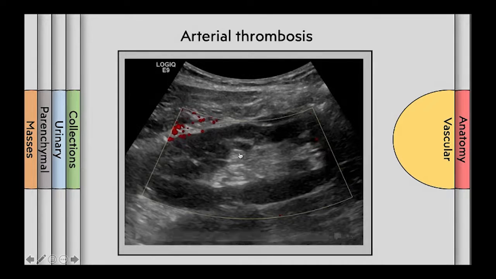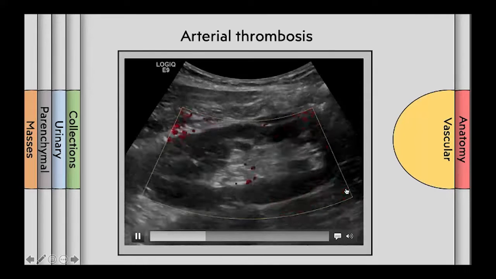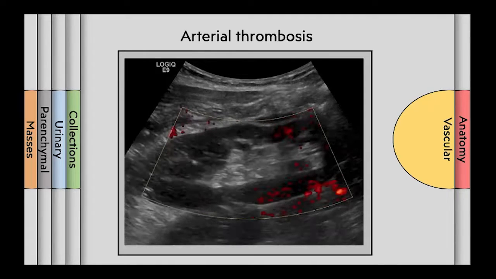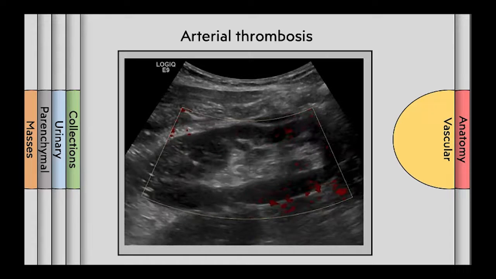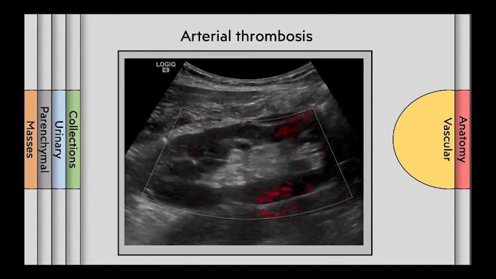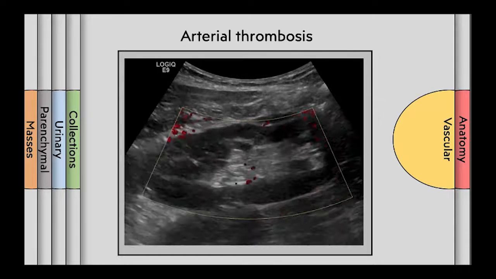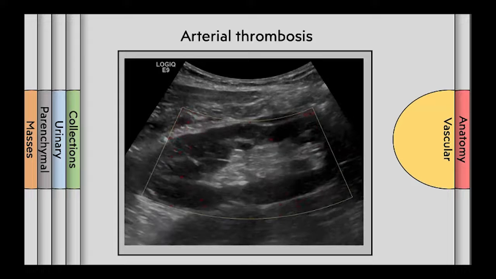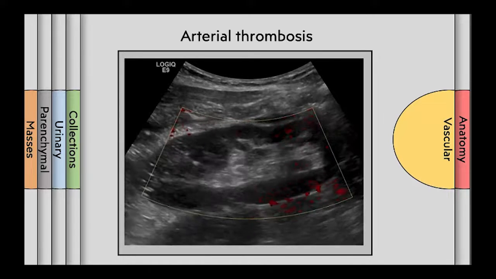Arterial thrombosis is the most feared adverse outcome for kidney grafts. These usually occur within the first week of transplantation. Fortunately, these are usually not a diagnostic dilemma, as perfusional imaging will show a complete lack of flow within the kidney. Ultimately, these can only very rarely be treated, with the vast majority having irreversible damage.